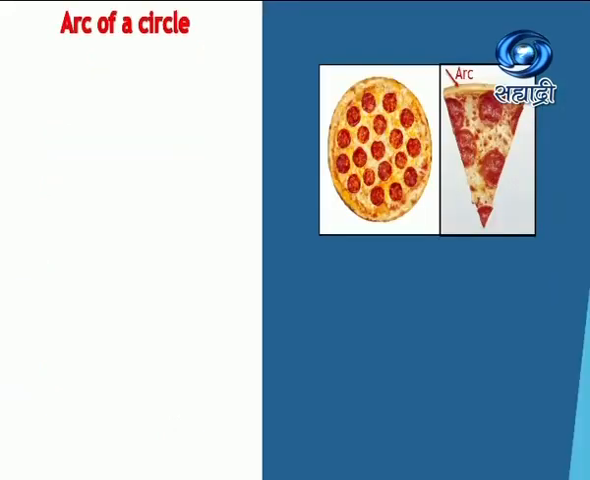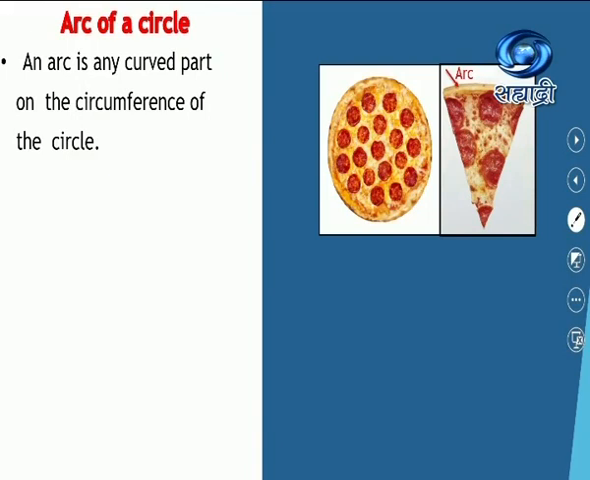So let us start. Can you see this yummy pizza? Yes, of course. We do eat chapati or bhakri in our daily life. But sometimes we also have pizza. Now here you can see a slice of pizza. And the end of it or the edge of it I have denoted as arc. So let's see what is meant by arc. An arc is any curved part on the circumference of the circle. So this is the circumference of the circle and any part of this is known as an arc.